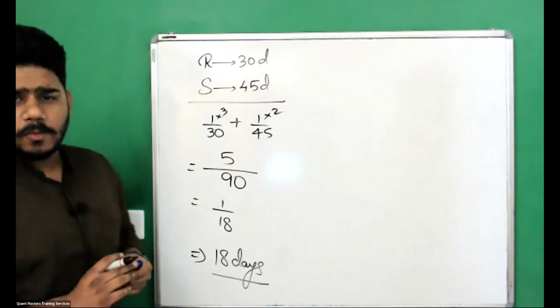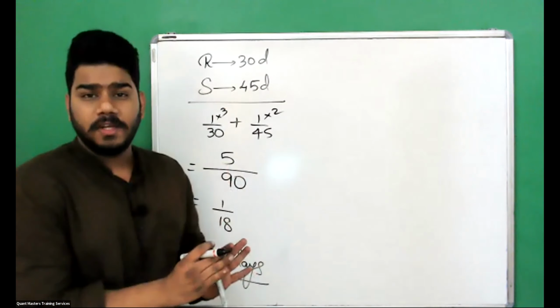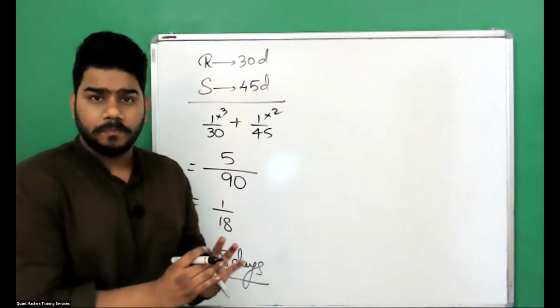This is how maximum people do, and this is not the way to do. Okay, how do you do these type of sums is this way. I'll write the question again. Ram completes the work in 30 days. Sham completes the work in 45 days.